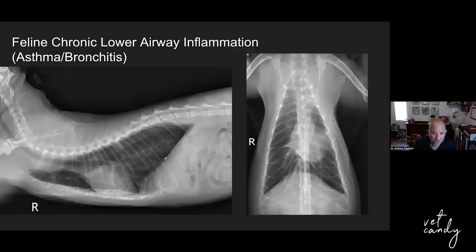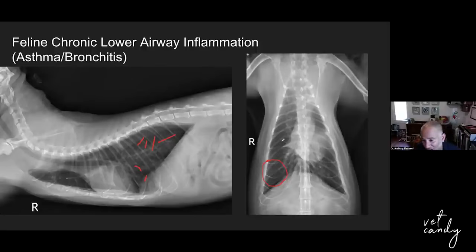What you're just looking for is heavy linear marks throughout the lungs, linear marks that aren't just blood vessels. It starts to look like the nooks and crannies of an English muffin, okay, to give you that bronchial pattern, okay? And some lungs hyperinflate and some lungs collapse.